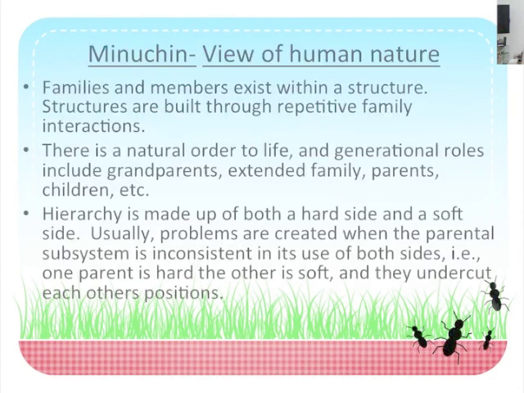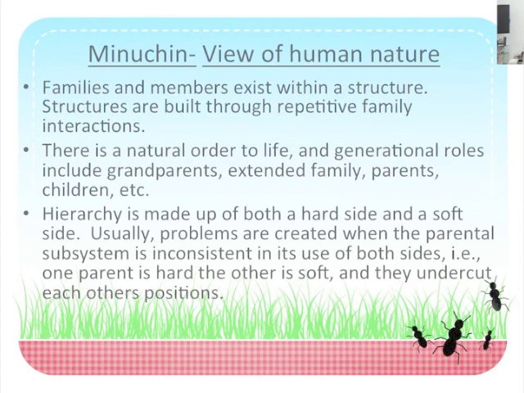So Minuchin's view of human nature, I think, is important to understand. He thought that families and members exist within a structure. Structures are built through repetitive family interactions. We've talked a little bit about that earlier with core systems concepts. There is a natural order to life, and generational roles include grandparents, extended families, parents, children, etc.